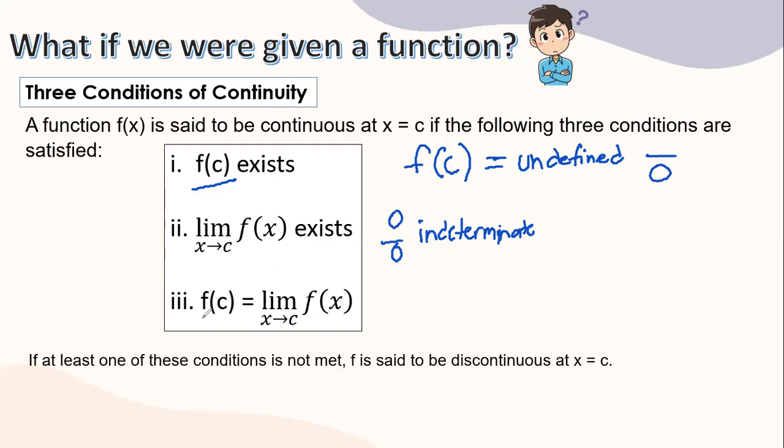For our third condition, f of c must be equal to the limit of f of x as x approaches c. Meaning, yung makakuha nating value dito sa dalawang condition, 1 and 2, must be equal or the same. If at least one of these conditions is not met, kahit isa lang na hindi ma-meet, we can already say that the function is not continuous, or discontinuous, at x is equal to c.